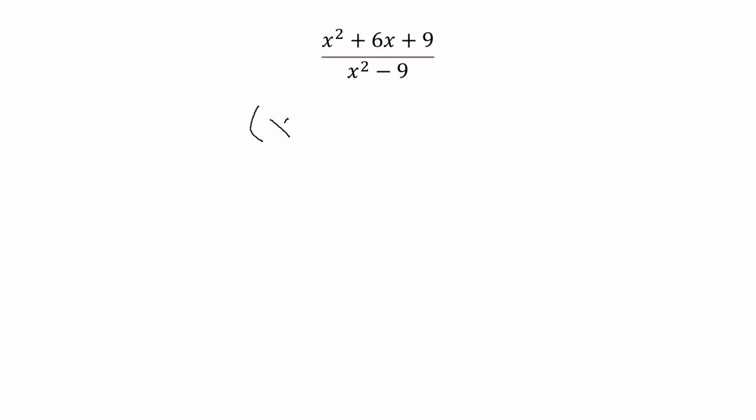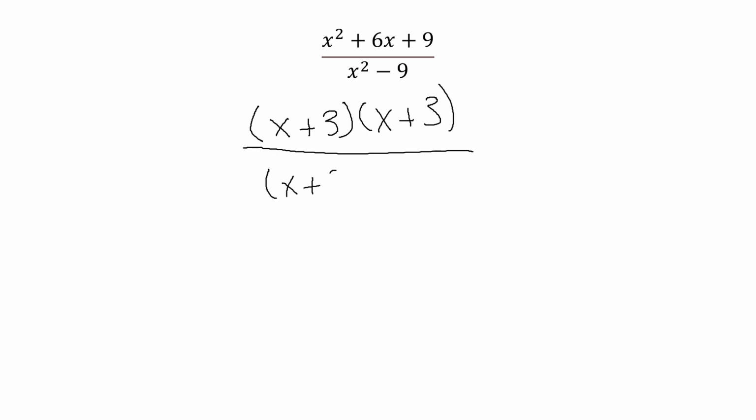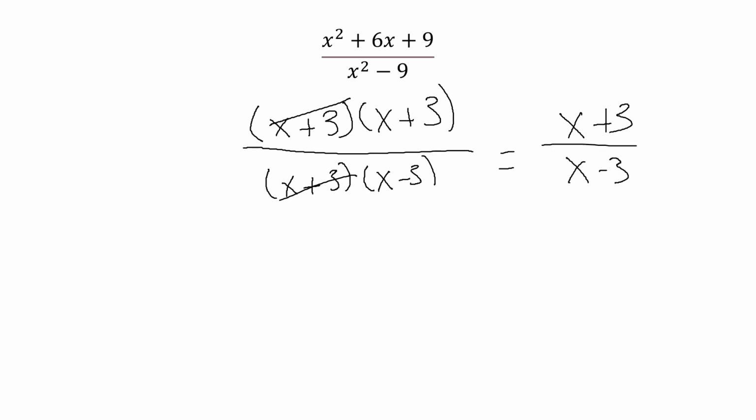When you factor this, you should have got x plus 3, x plus 3. 3 plus 3 equals 6. 3 times 3 equals 9 over x plus 3, x minus 3. Because it's a perfect square. The x plus 3's cancel. So I'm left with x plus 3 over x minus 3. Now listen, those numbers match. X is the same, 3 is the same, but the signs are not exact. Therefore, this stays just like this.